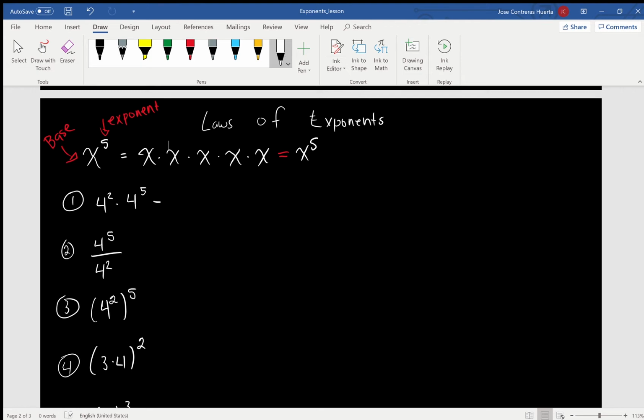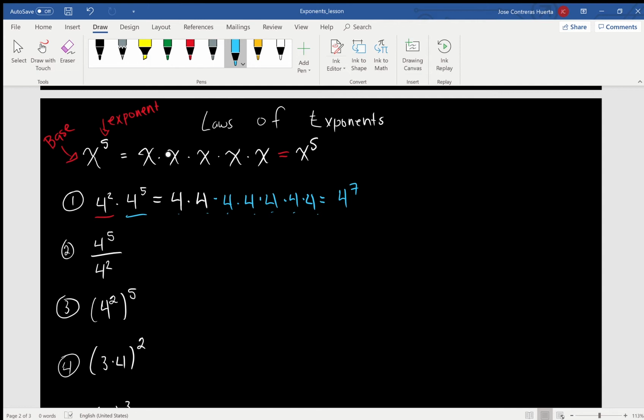Now, if you don't recall what the law is, you can derive it by expanding this. So it's going to be 4 times 4, and that's going to take care of this one. And then we have the other 5 fours, since we have 4 to the fifth power: 1, 2, 3, 4, and 5. So this gives us a total of 7 fours: 1, 2, 3, 4, 5, 6, 7. So we have 4 to the 7th power.